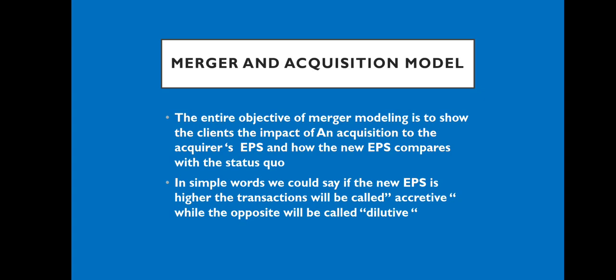The second one is the merger and acquisition model. The entire objective of merger modeling is to show the client the impact of an acquisition on the acquirer's EPS and how the new EPS compares with the status quo. In simple words, we could say if the new EPS is higher, these transactions will be called accretive, while the opposite will be called dilutive.